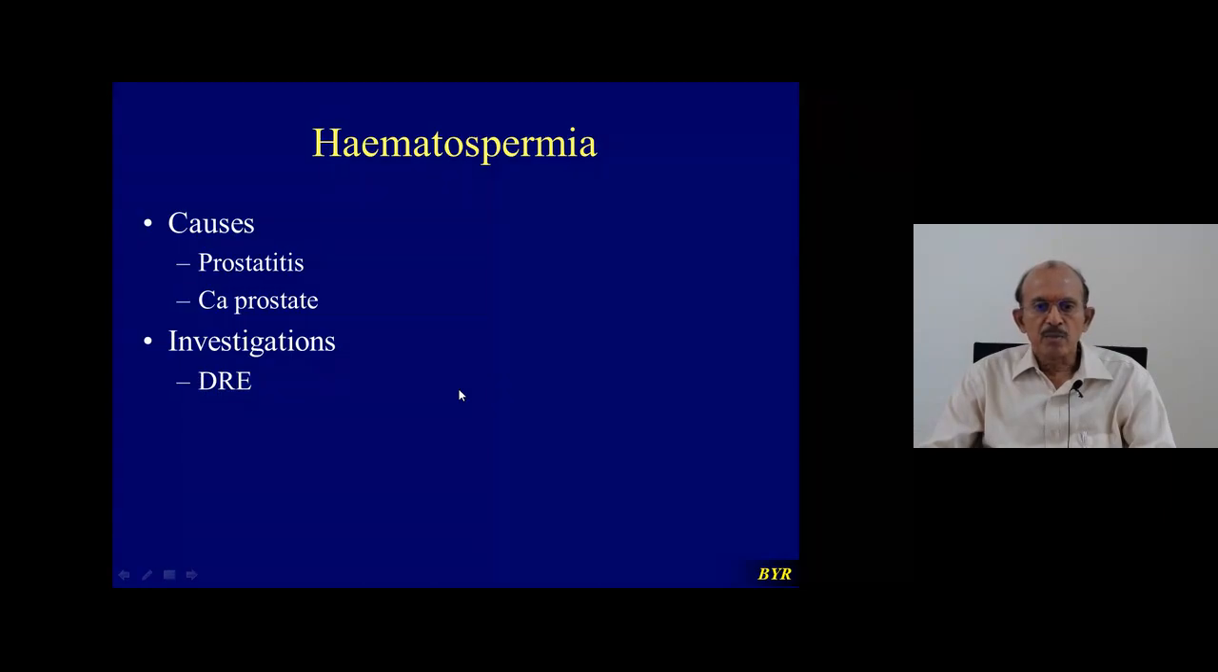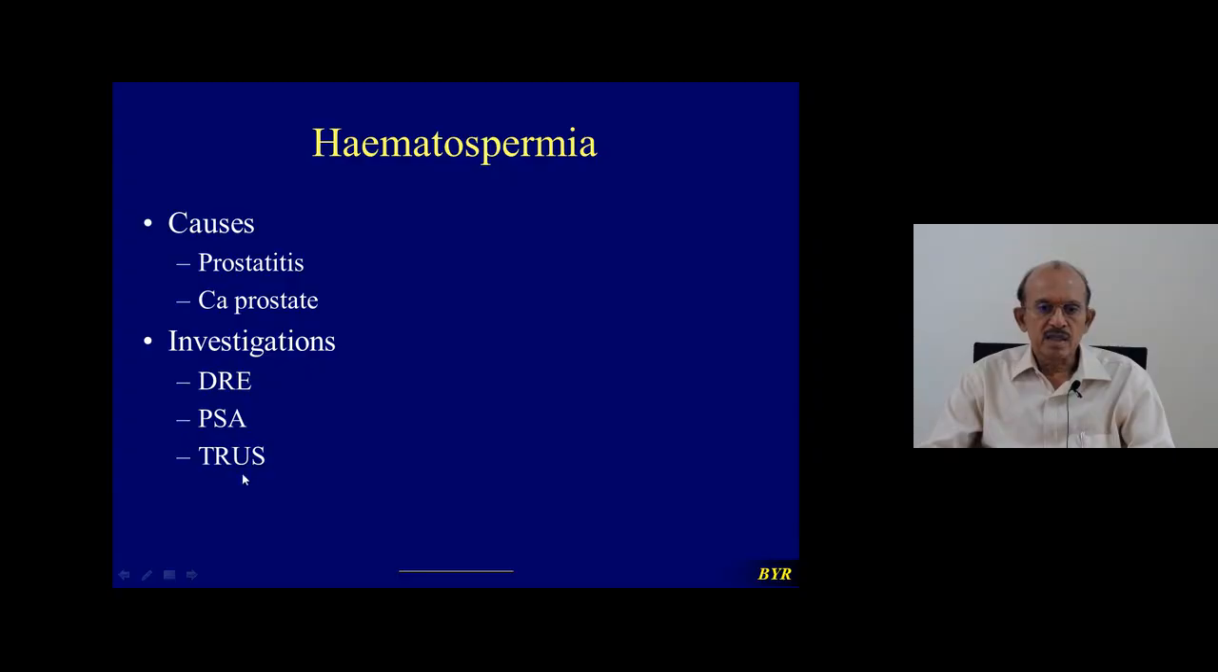So whenever a patient comes to you with hematospermia, that means blood in the semen, then one should do the digital rectal examination to evaluate the prostate gland. Then PSA levels must be estimated, that is prostate specific antigen. Then transrectal ultrasound examination has to be done.